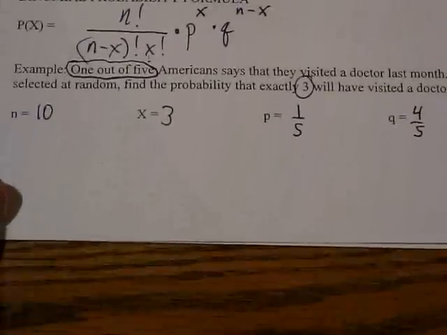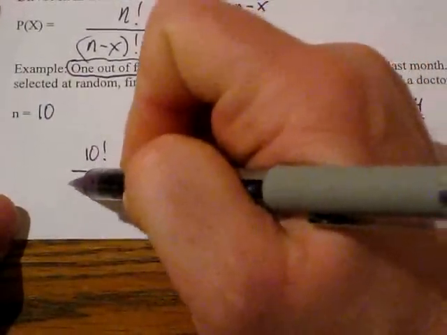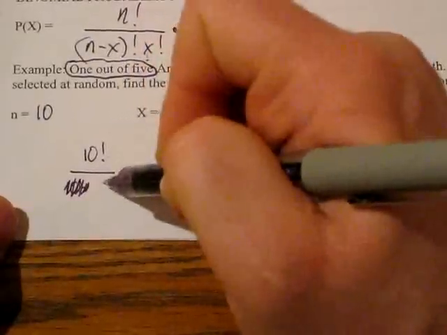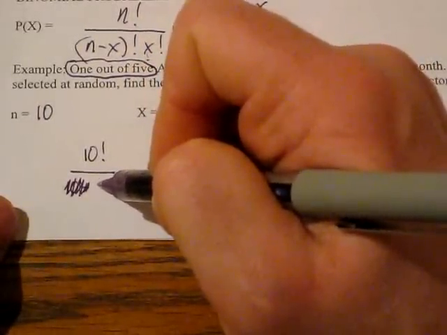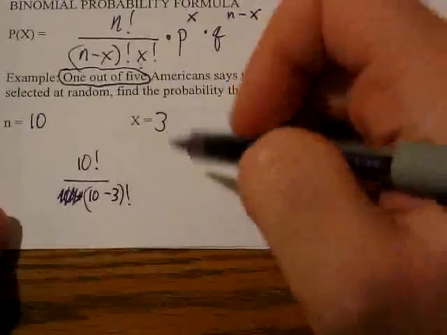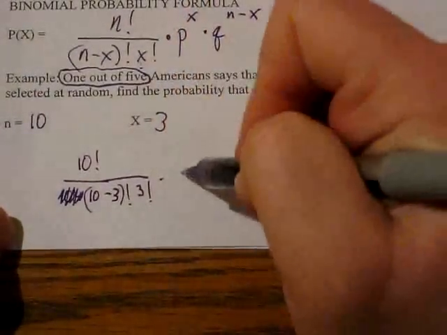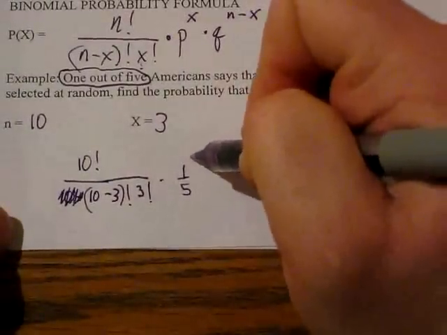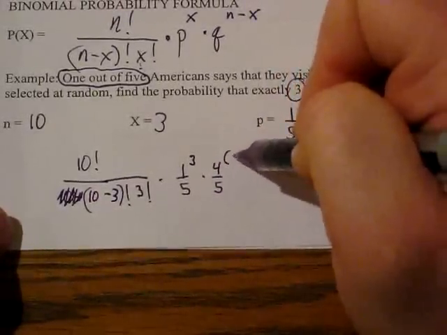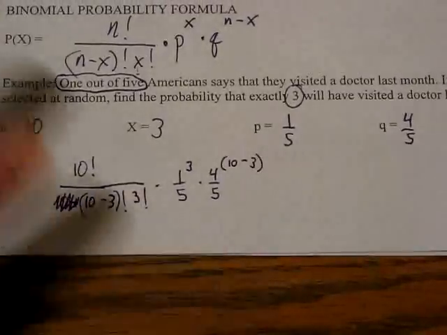Alright, now let's put all these in the mix. Our formula is n factorial divided by n minus x factorial, or sorry, n minus x factorial, I put that exclamation point there, times x factorial, multiplied by my probability of success raised to the x power, multiplied by my probability of failure raised to the n minus x power. Now I've done no simplification here whatsoever.